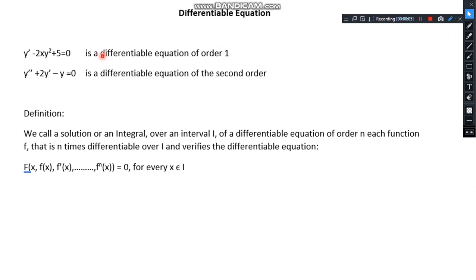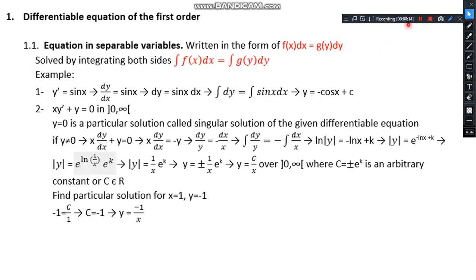Differential equations of first order are those where you have y prime, like in this example. It will be of second order when we have y double prime. Now we're going to start with differential equations of first order, when we have y prime.